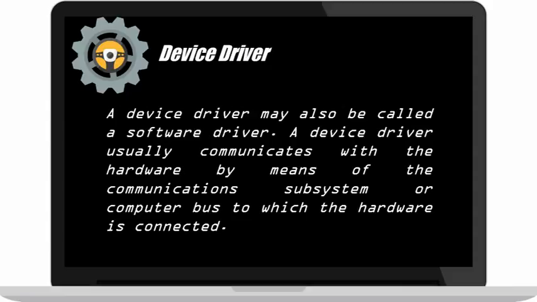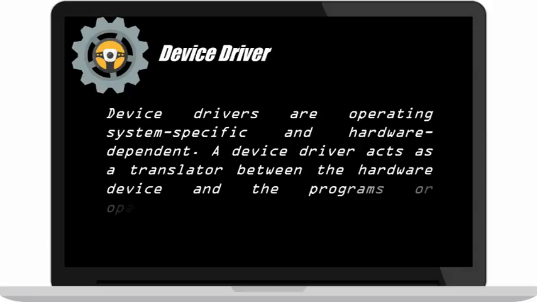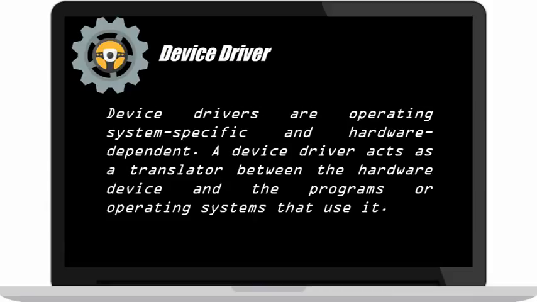A device driver usually communicates with the hardware by means of the communications subsystem or computer bus to which the hardware is connected. Device drivers are operating system specific and hardware dependent. A device driver acts as a translator between the hardware device and the programs or operating systems that use it.